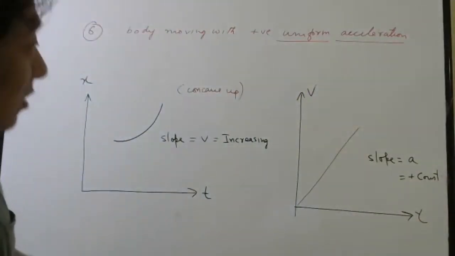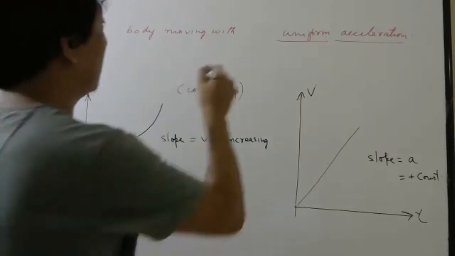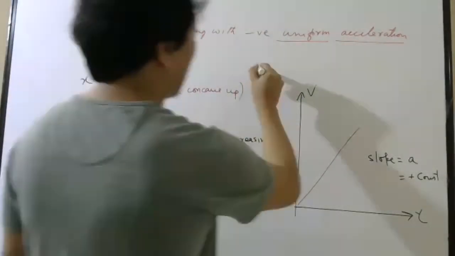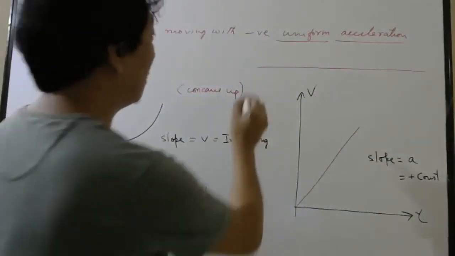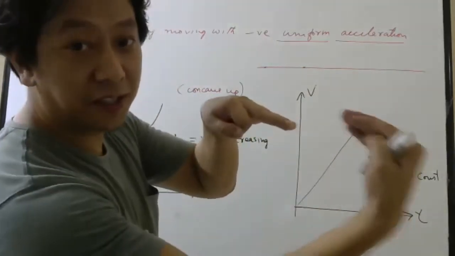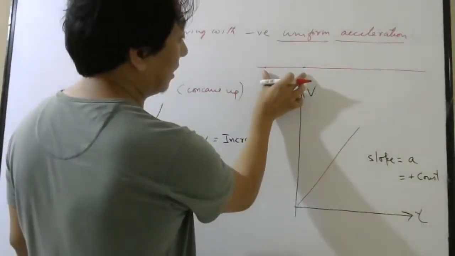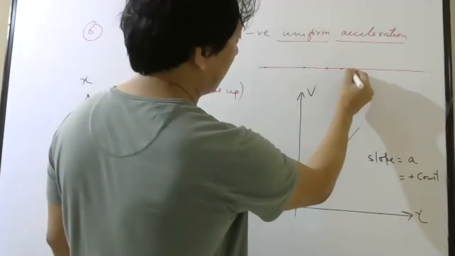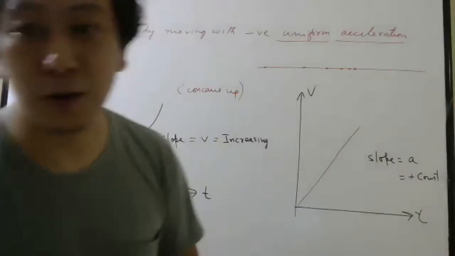So now the situation is like this. The body is moving with negative uniform acceleration. How will the path look? First it was moving faster this way, but acceleration is on this side, so it will slow down. Slowing down means in the first 1 second, if it covers this much distance, next time this much, next time this much, like this. That is how the path will look now.